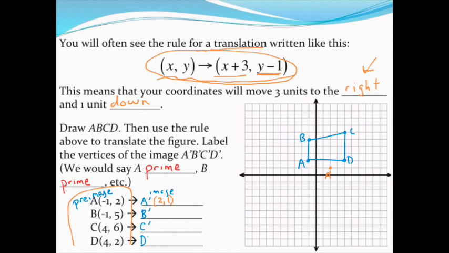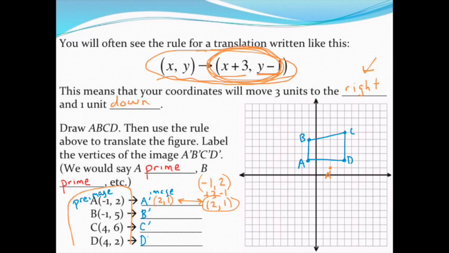So again, I found those coordinates simply by using the verbal rule, moving my figure 3 spaces to the right and 1 unit down. Let me show you how we could find that same coordinate using the rule they gave us up top. The rule said to add 3 to the x value and take 1 away from the y value. So let's stick with A again. The point was -1, 2 for the pre-image. If I want to add 3 to the x value, -1 plus 3 ends up with 2. That's what we had when we just moved it. And the rule said subtract 1 from the y value. 2 minus 1 is 1. So I end up with the same coordinate no matter how I do this.